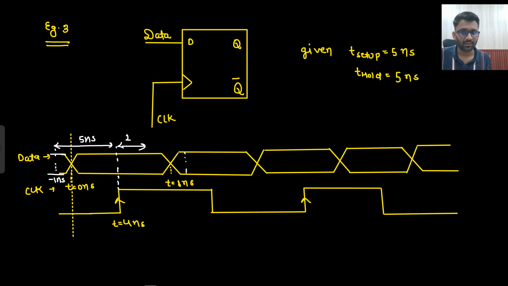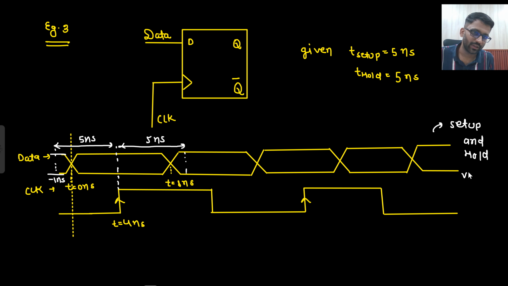But now, in this case, what is the scene? The scene is that I don't know whether it is 1 or 0, and it is falling into the other lobe. That means certainly there is a setup and hold violation.